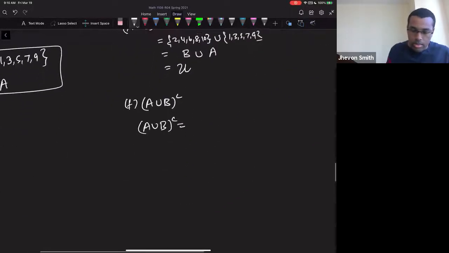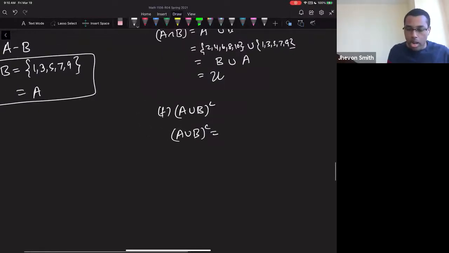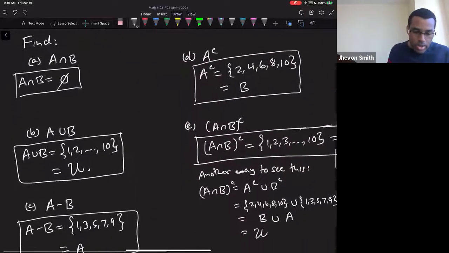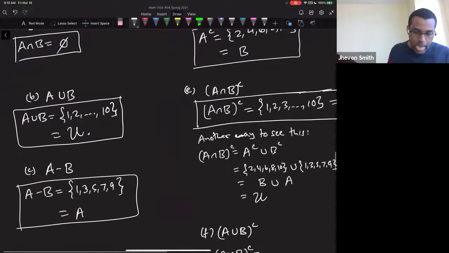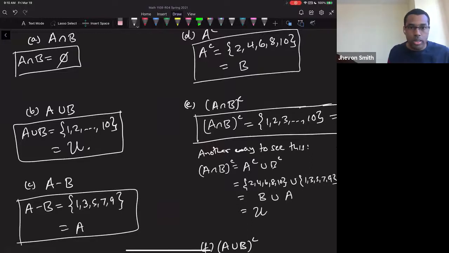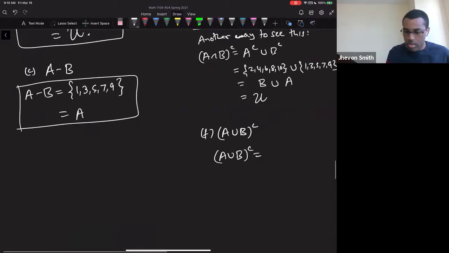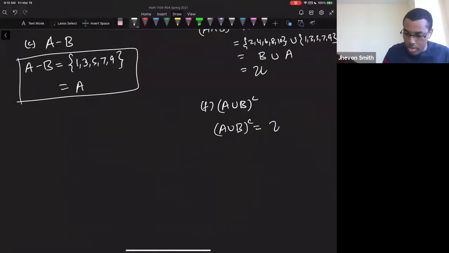And yeah, so A union B complement. What is A union B complement? A union B we know is the universe. What is the complement of the universe? It's the empty set. So this is U complement, which is in fact the empty set.